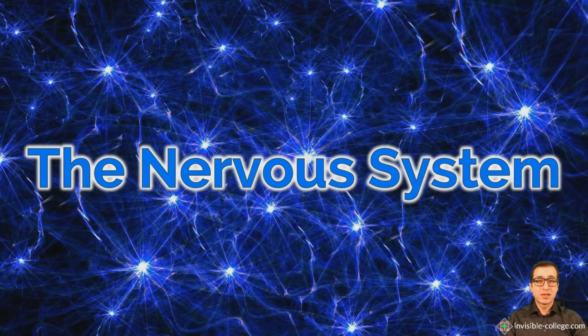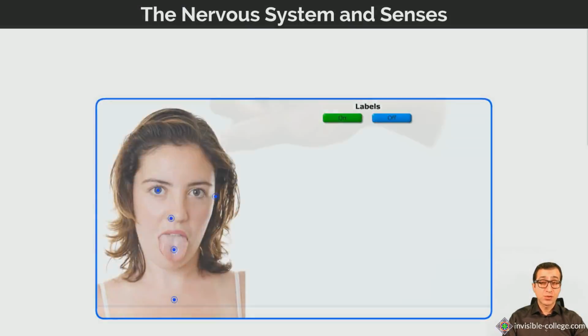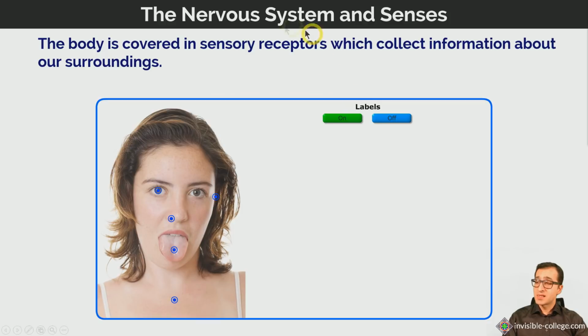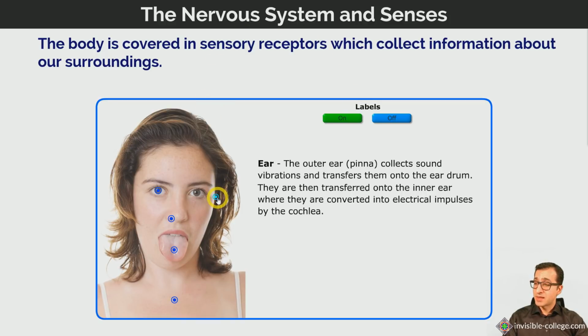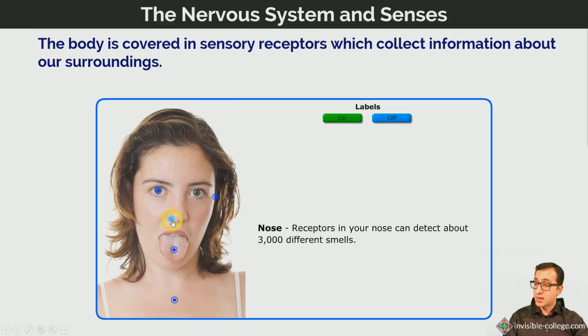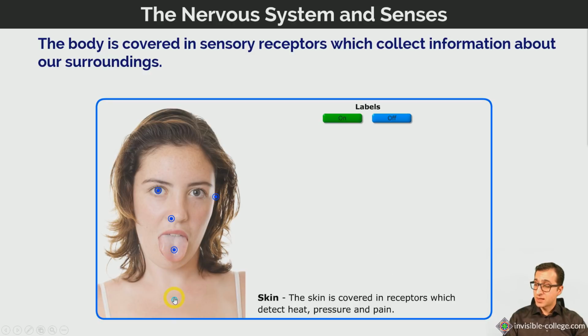Okay, so let's start with the idea of receptors in the nervous system. So the body is covered in sensory receptors, which are effectively specialized nerve cells or neurons, which collect information about our surroundings. So we can see some of the receptors and their locations in the upper part of the body, in the head and the neck here.